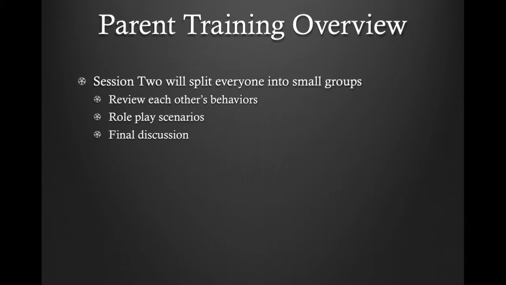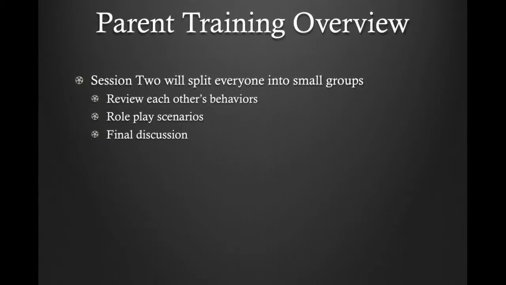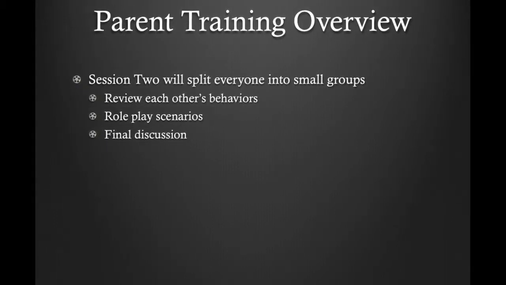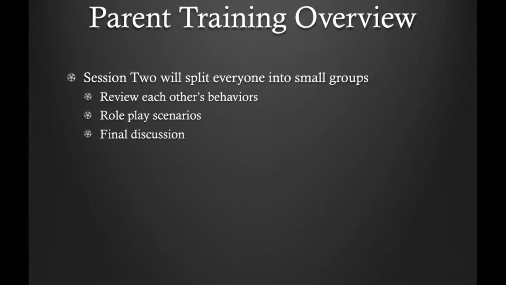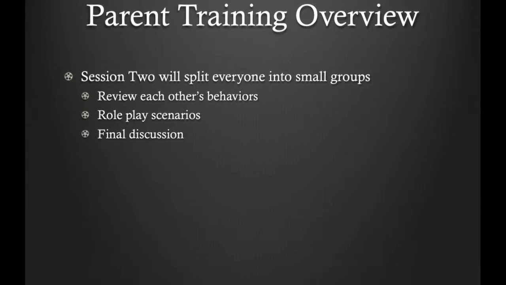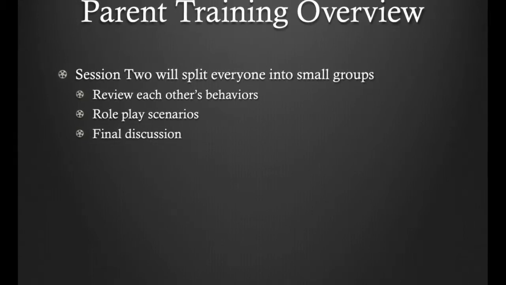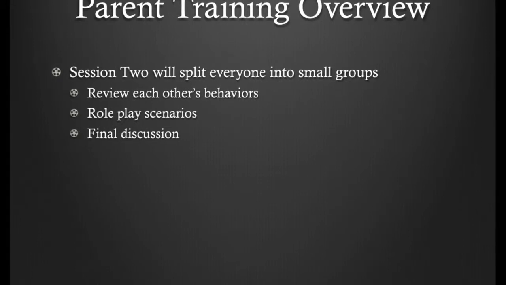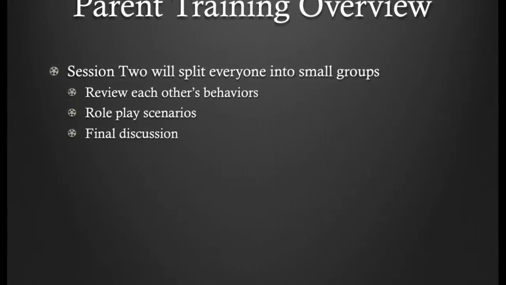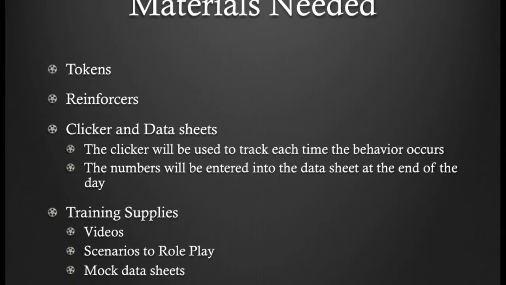At the second session of parent training, we will split the parents into groups of 3 or 4. The groups will start by going over each other's behavioral definitions and the alternative behaviors that they came up with. Next, they will act out the behaviors. One person will play the student, one person the teacher, and the other person will observe. The observer can give feedback on whether or not the person playing the teacher appropriately reinforced behaviors or ignored behaviors. Finally, we will end with a discussion where we all come back together and parents can ask questions and get clarification.